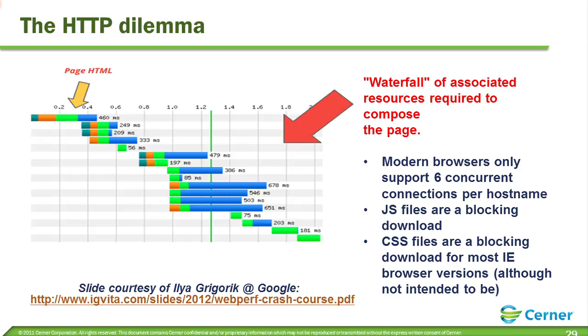TCP is designed to be slow to start, so it probes the network to figure out the available bandwidth. And lots of HTTP connections are very small and bursty, so they really don't fit well together for HTTP.